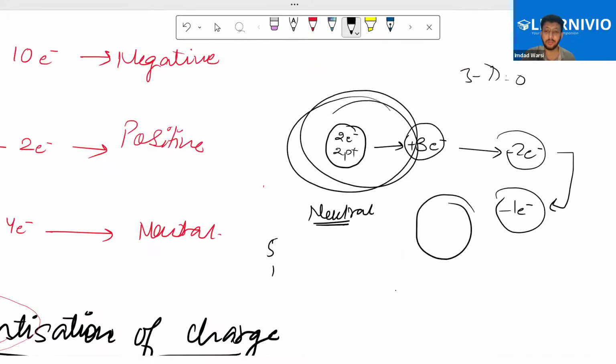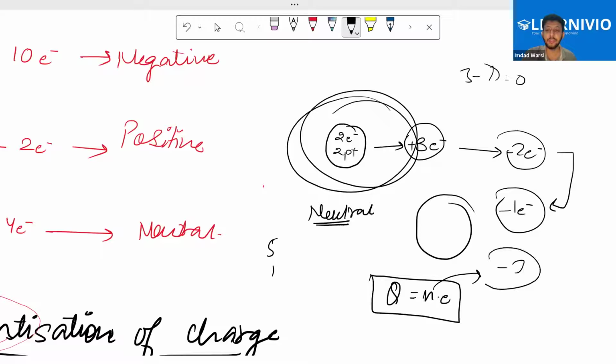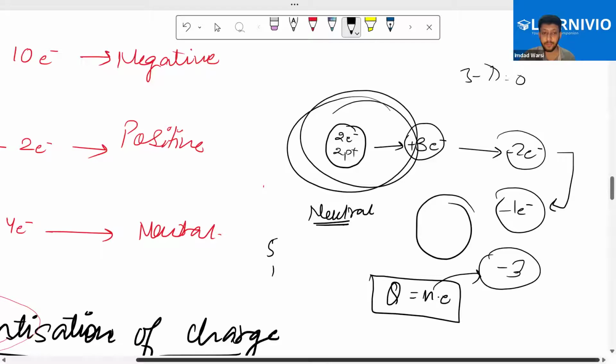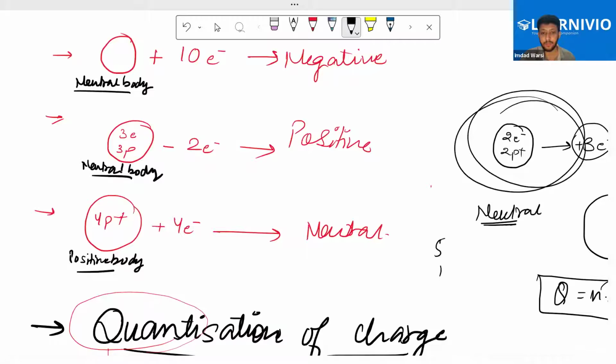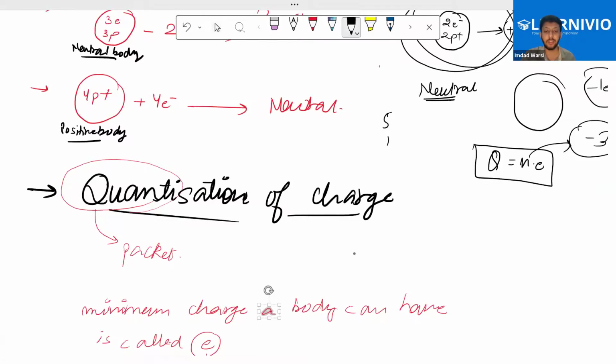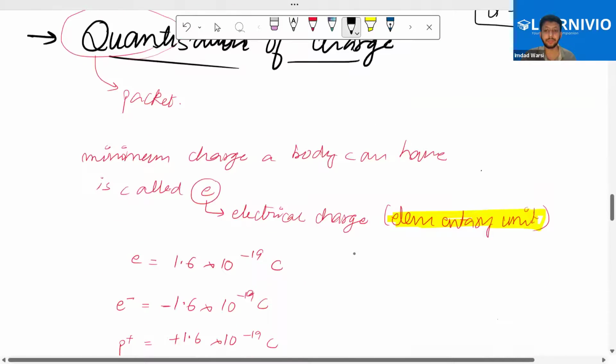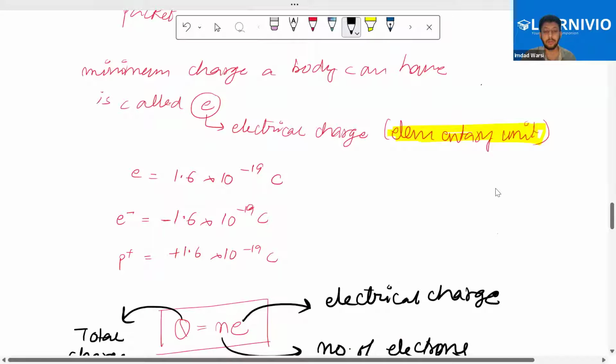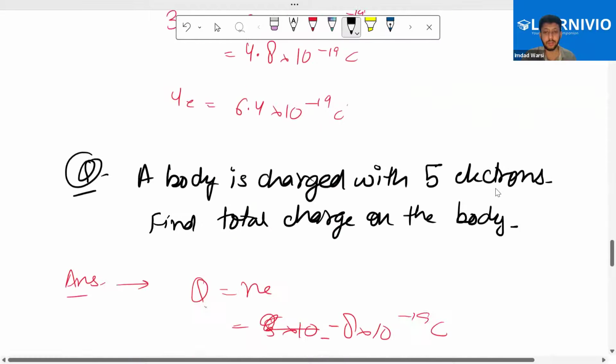Quantization of charge. What was the formula? Q is equal to N into E. What values of N can I put in this formula? Can I put minus 3? No. What values can I put in this N? Whole numbers above 0. Quantization. It was the minimum packet of charge. This is all we have seen.